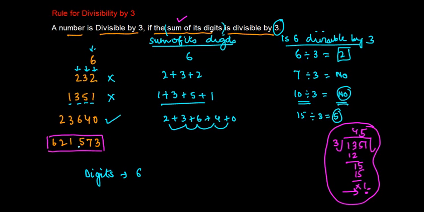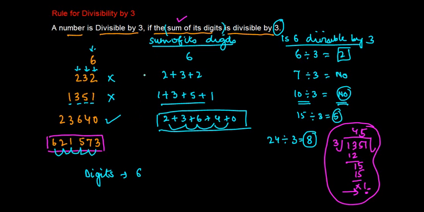Now how about 621573? We can easily do this calculation, which we were doing in detail, by just taking the sum. So 6 plus 2, 8, plus 1, 9, plus 5, 14, plus 7, 21, plus 3, 24. So the sum is 24. Is 24 divisible by 3? Yes, because the answer is 8. So we can easily find out whether a number is divisible by 3 or not by taking the sum of its digits and then finding out whether this number is divisible by 3.